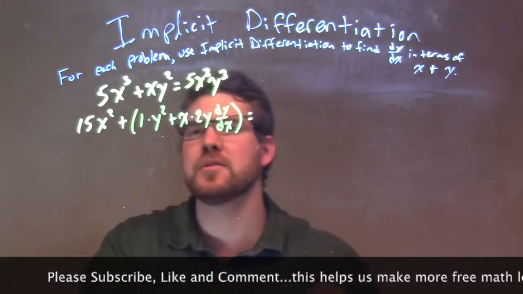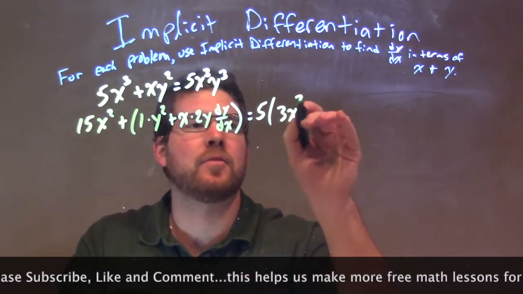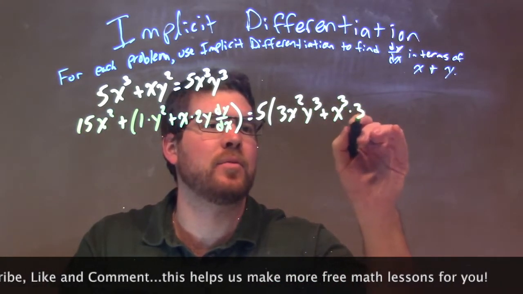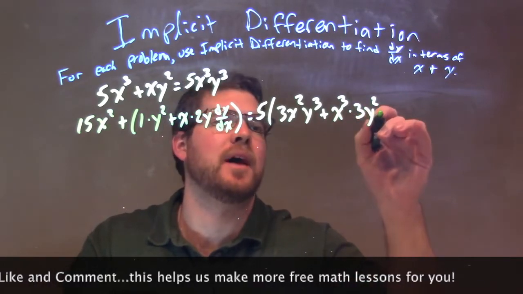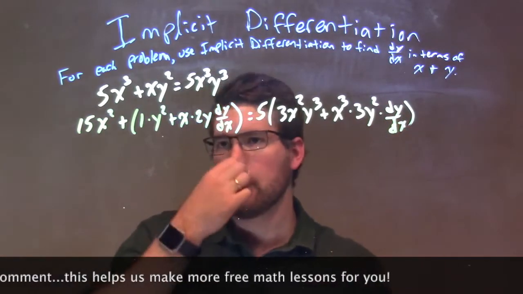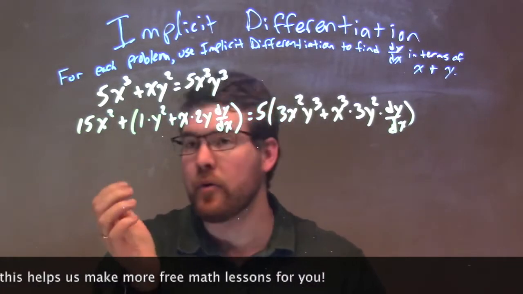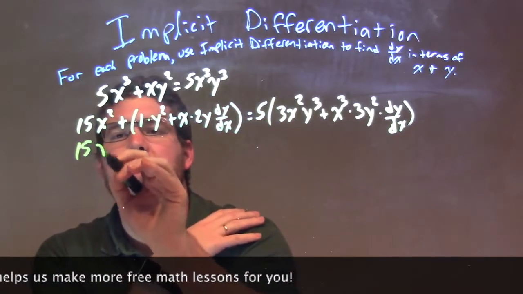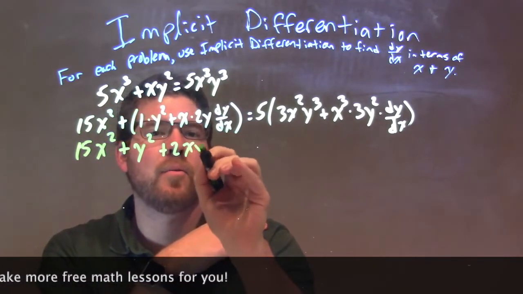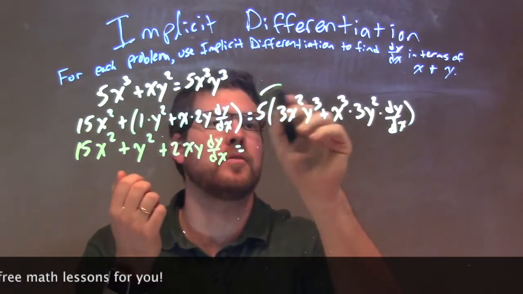Right-hand side, same thing, but let's treat the 5 as a constant. Just leave it out there this time. Now we have 3x squared y to the third, plus x to the third times 3y squared, times dy dx. Okay? All right. So now let's simplify this, and what I'm going to do is distribute that 5 across. Okay, so we have 15x squared plus y squared plus 2xy dy dx here on the left. Right-hand side, distribute the 5 to both parts, right?